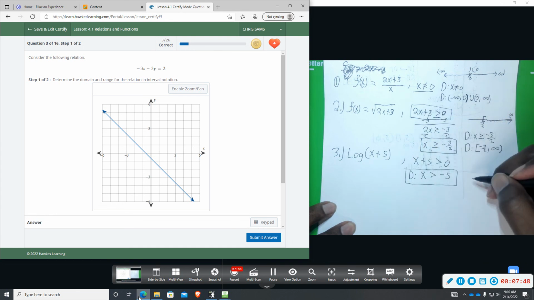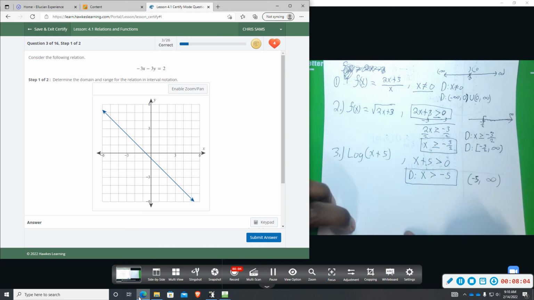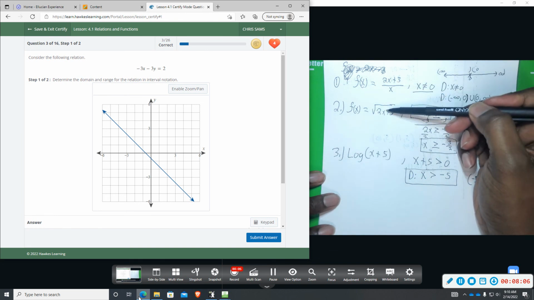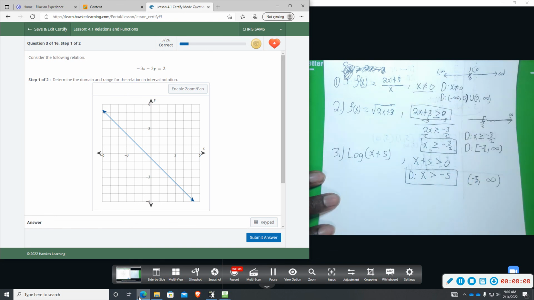And then you could also do that in interval notation. So from parentheses negative 5, and that goes all the way up to infinity, greater than. Okay, no bracket here because of no equality. So these are the 3 primary scenarios that you're going to be looking for when doing domain and range.